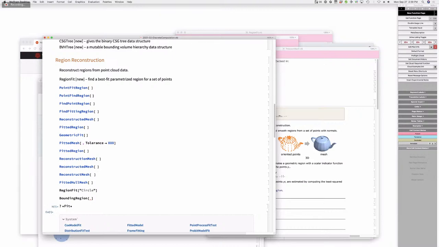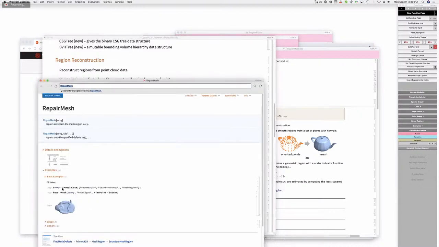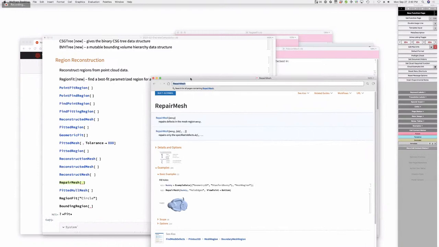Don't we have a repair mesh? Yes. Not repaired mesh. What does repair mesh do? It repairs it. It is for 3D printing, I think. Like that was the main use. Yeah, but that takes a mesh and returns a mesh. Yes, this takes points and returns a mesh. Does that make it different?